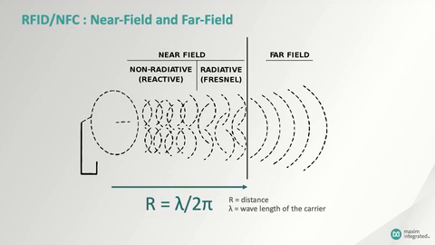Maxwell's equations govern the behavior of electromagnetic fields and waves, and they describe a distance at which the near-field effects become less significant and the far-field effects start to dominate. This distance is given by the wavelength divided by 2π. At the NFC operating frequency of 13.56 MHz, the wavelength is about 22 meters. That places the near-far field boundary at about 3.5 meters.